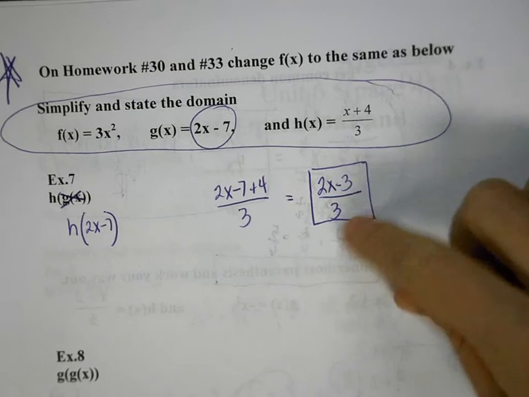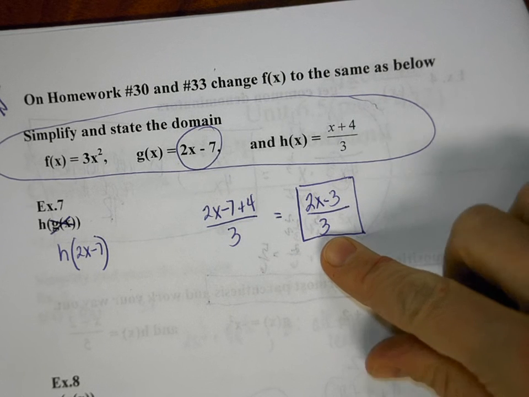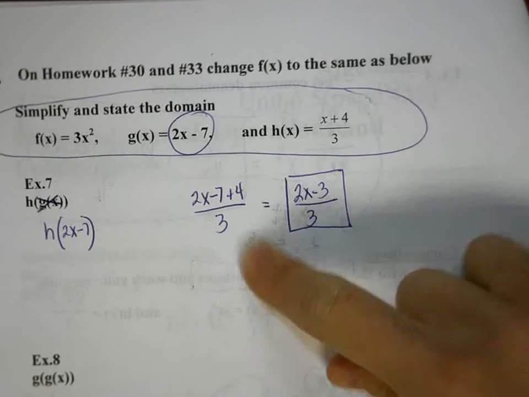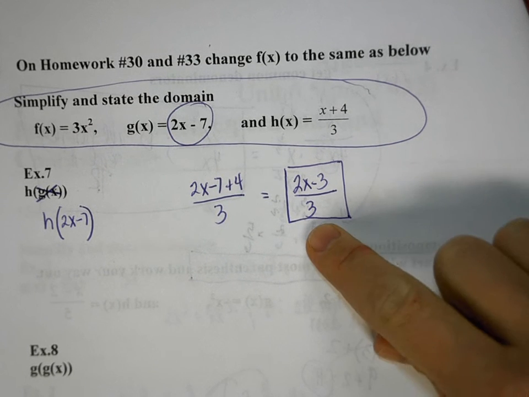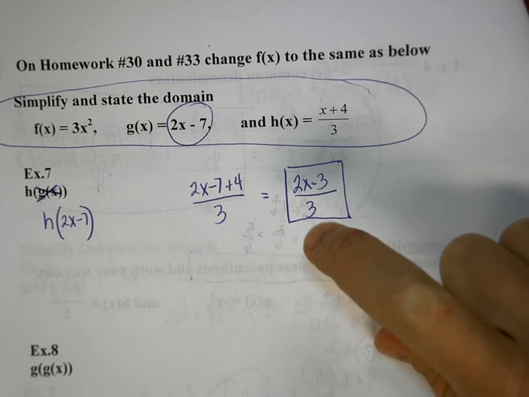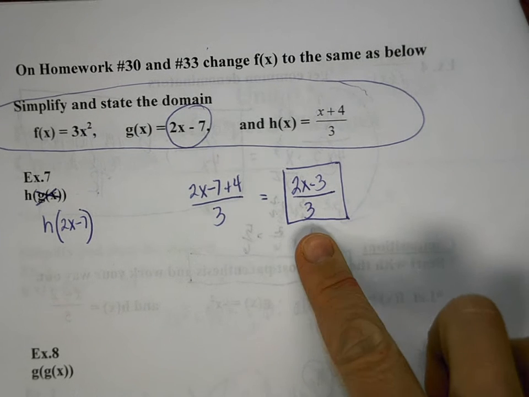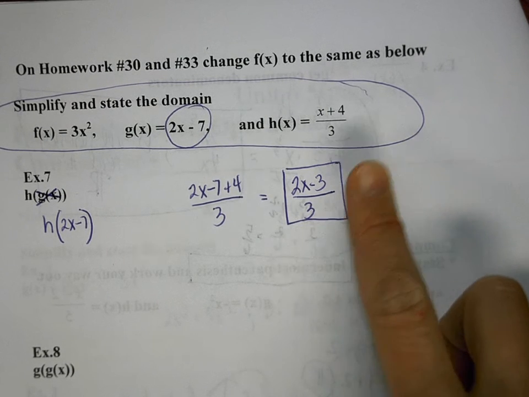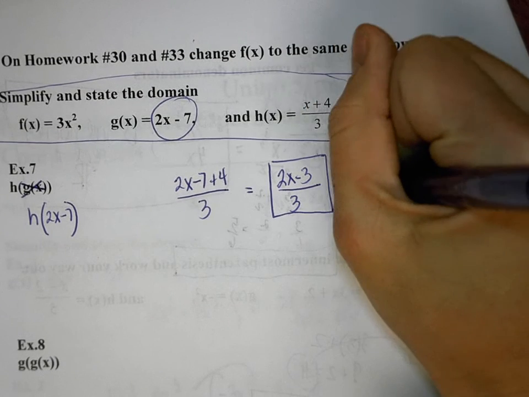Do you guys remember with fractions here? What's the one number you can't have in the denominator? 0. Is there any way of getting a 0 in this denominator? No, because there's a 3 in the denominator. If there was an x in the denominator, that's when you could end up getting a 0 depending on what x equals. But if you just have a number in the denominator, that number will never change. Okay? Therefore, what would your domain be on this one? All reals is correct.